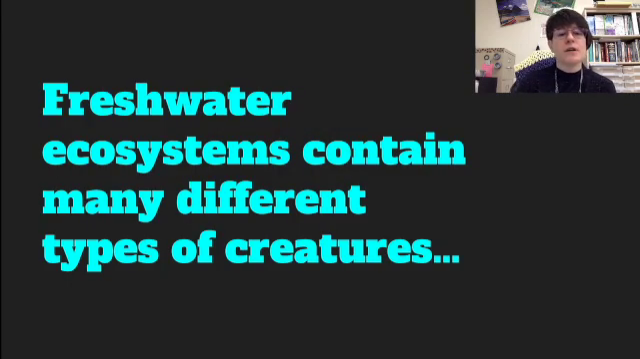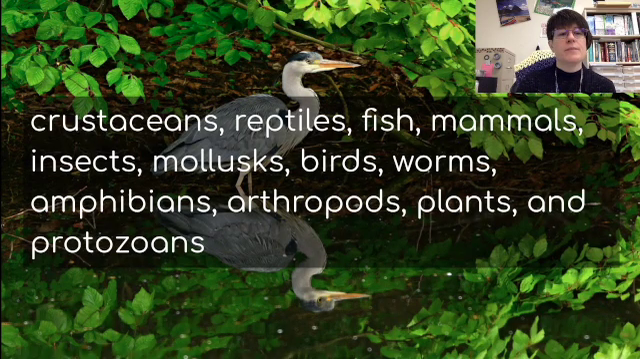Freshwater ecosystems also contain many different types of creatures. For example, crustaceans like crayfish, reptiles such as turtles and snakes, fish, mammals, beaver, those types of things, insects, mollusks, which would be clams, birds, worms, amphibians like frogs and salamanders, arthropods, plants, and protozoans. So all kinds of life exist in fresh water.